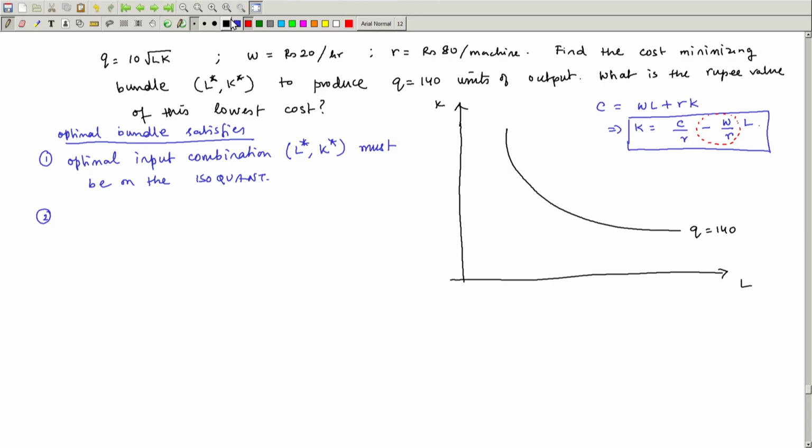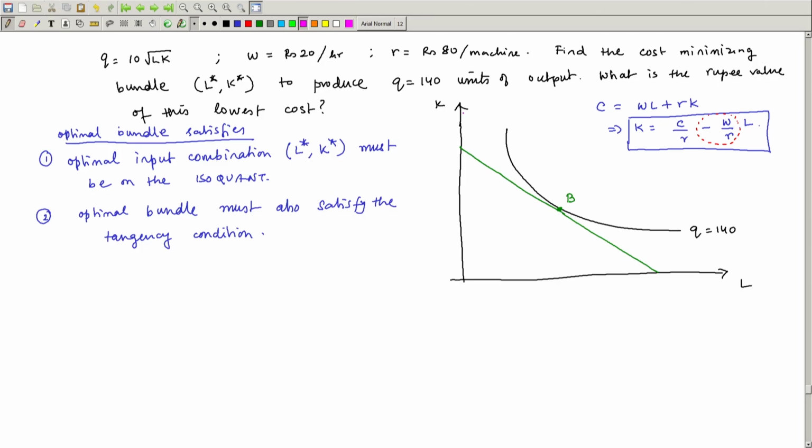So, there is also what is known as the tangency condition. The optimal bundle must also satisfy the tangency condition. Now, recall what the tangency condition is. The tangency condition is one where the isocost line is tangential to the isoquant, I am sorry, at some point. So, let me call this point B. It is this point B that we are interested in finding.